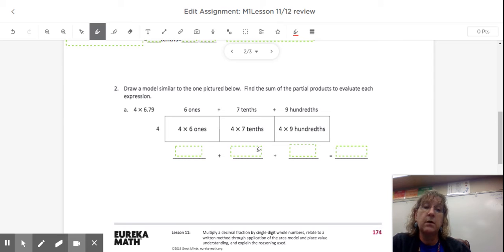Now you're going to need to convert that answer, and this one you're going to want to label. So you're either going to answer, what's 4 times 7? 4 times 7 is 28. So you're going to need to write 4 times 7, or you're going to need to write 28 tenths. Got to write it in there, okay? Same with hundredths. And then you're going to have to convert it to standard form to add it all up to get an answer right there, okay?